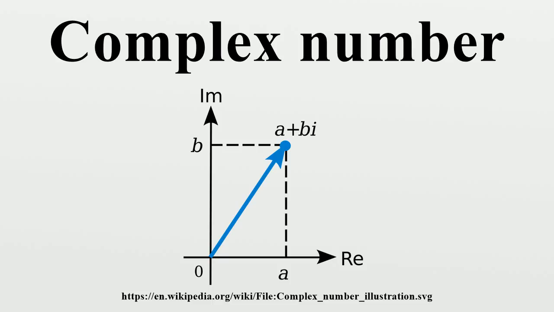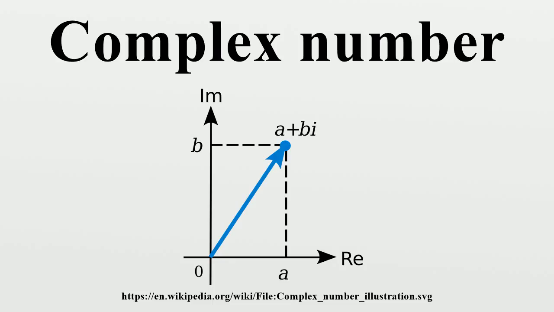Complex numbers extend the concept of the one-dimensional number line to the two-dimensional complex plane by using the horizontal axis for the real part and the vertical axis for the imaginary part. The complex number a plus bi can be identified with the point (a, b) in the complex plane.